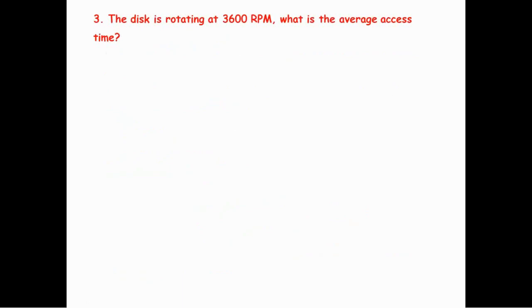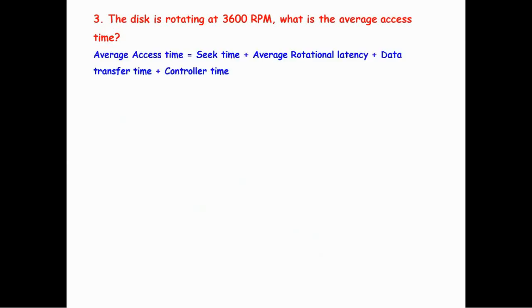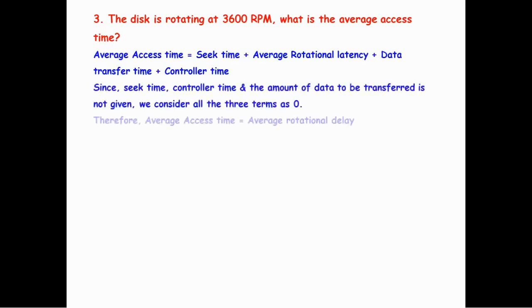Next problem. The disk is rotating at 3600 rotations per minute. What is the average access time? Average access time is equal to seek time plus average rotational latency plus data transfer time plus controller time. In the given problem, seek time is not given, data transfer time is not given, then controller time is not given. So we can take all those values as 0. Therefore, average access time is equal to average rotational latency.